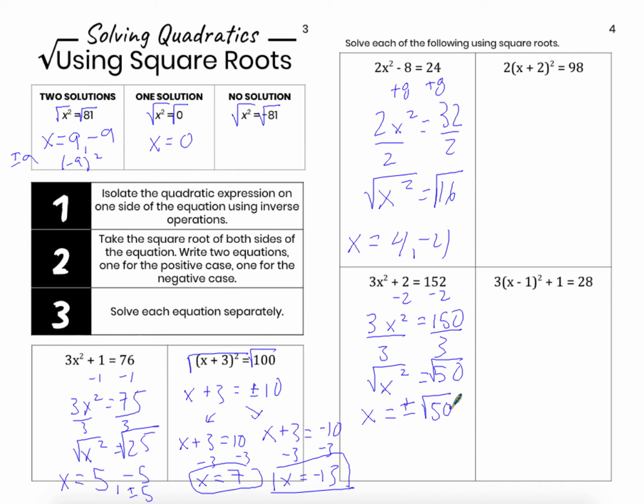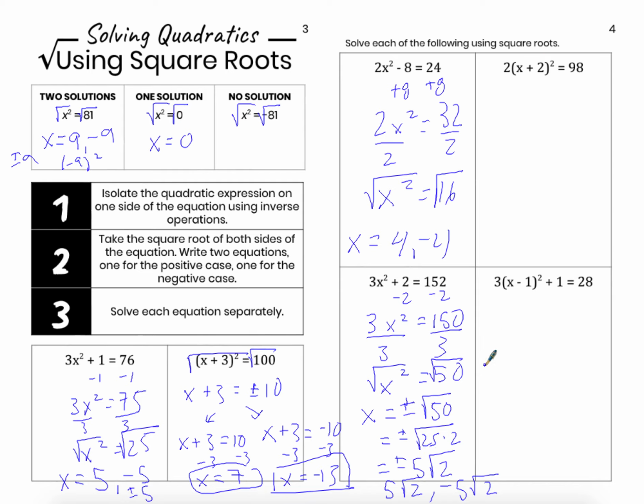There's a reason we learned how to simplify radicals. The square root of 50 is the square root of 25 times 2, which can be simplified to the square root of 25, which is 5, times the square root of 2, 5 radical 2. So the solution to this quadratic equation is plus or minus 5 radical 2, which I'm totally fine if you write as 5 radical 2, negative 5 radical 2. That really highlights the fact that there are two solutions to this equation.